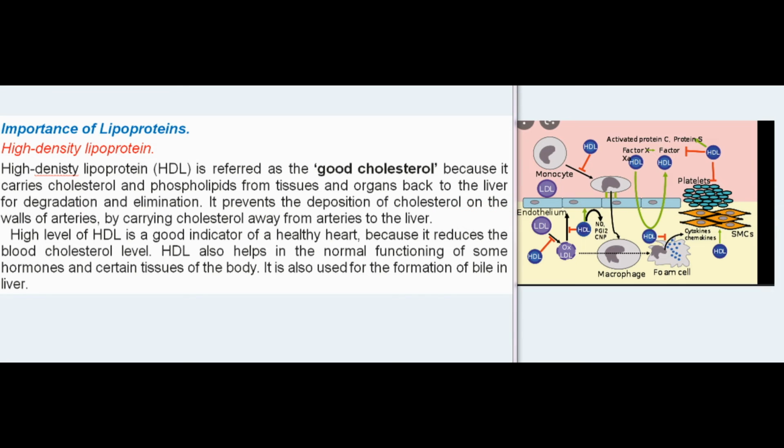Importance of lipoproteins. High-density lipoprotein. High-density lipoprotein, HDL, is referred to as the good cholesterol because it carries cholesterol and phospholipids from tissues and organs back to the liver for degradation and elimination. It prevents the deposition of cholesterol on the walls of arteries, by carrying cholesterol away from arteries to the liver.